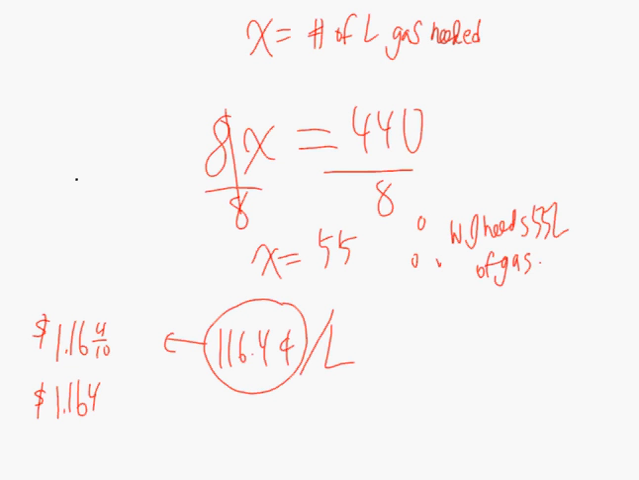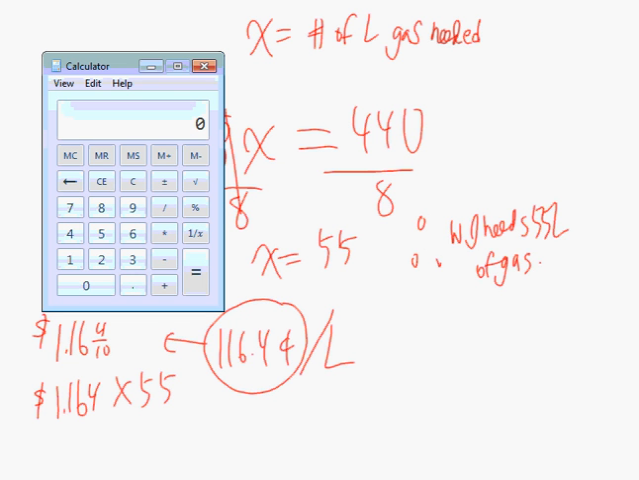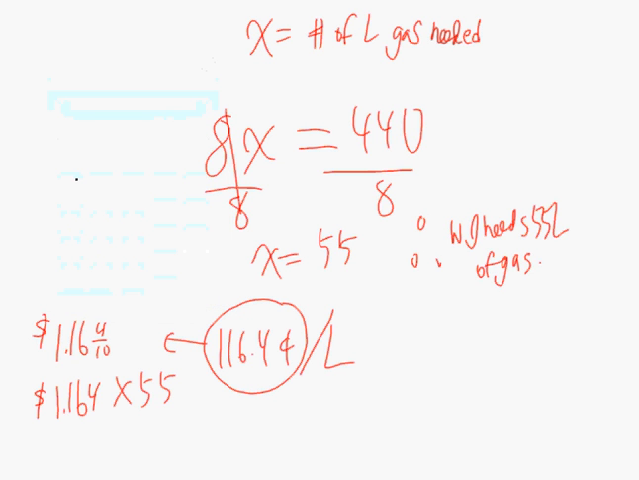So if I take that dollar amount and multiply it by the number of liters I need, which is 55 liters of gas, I find out I need $64.02. Okay? And that's the answer to the bonus.